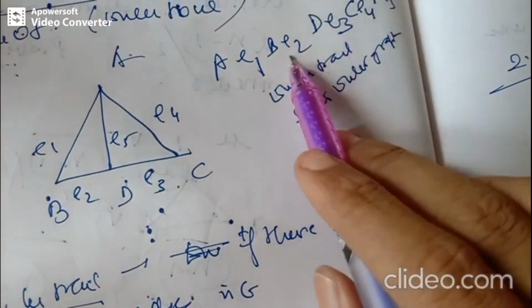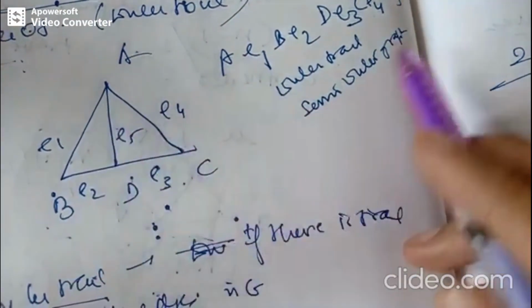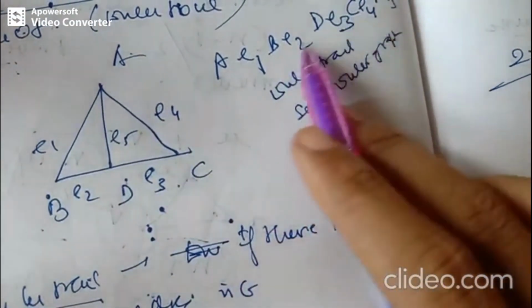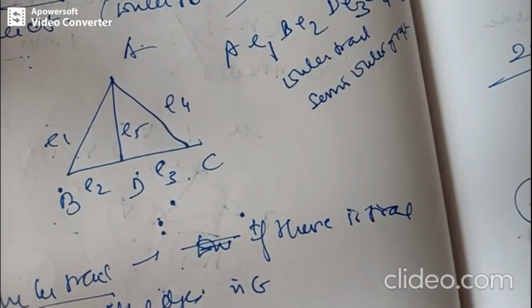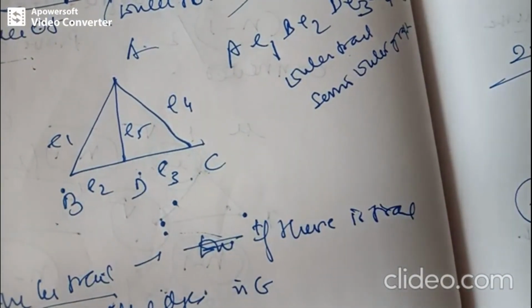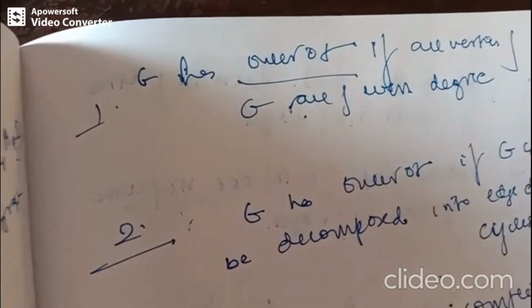So you can observe that all the edges are included here as per this graph and there are vertices that are being repeated. Therefore, this is a Euler trail and the graph which has a Euler trail is called a semi-Euler graph. So let's see the theorems based on this concept.